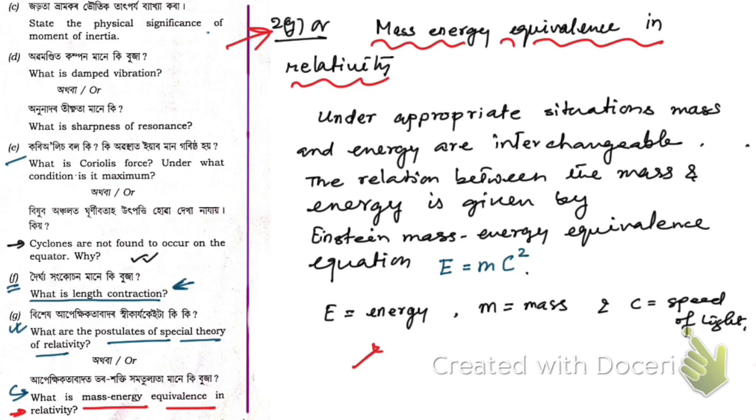And this is Einstein's mass energy equation, E equal to mc square, where E is the energy, m is the mass, c is the speed of light, right? So now let's move on to the next question.